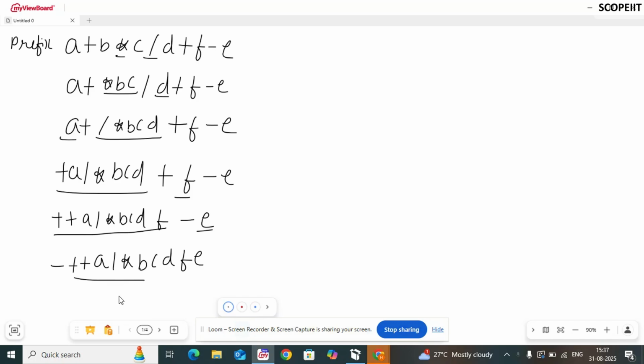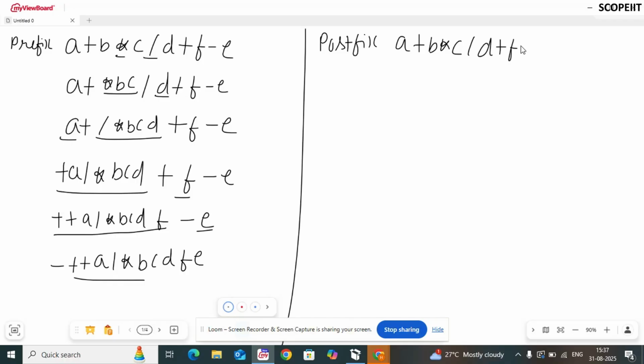Now the same question, if you solve it for postfix. Okay, I'll take the same question and explain how to solve for postfix. So it is a plus b multiplied by c divide d plus f minus e. Now postfix. So it will become a plus. First we'll solve this multiplication, highest priority. So it will become bc multiply. Now this is one term, divide d plus f minus e.